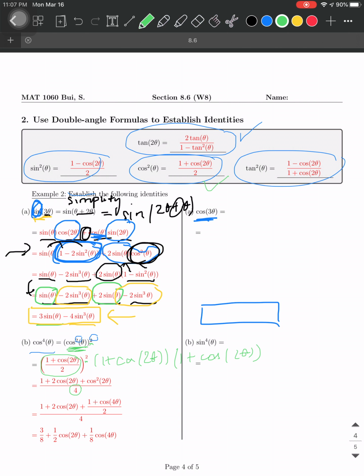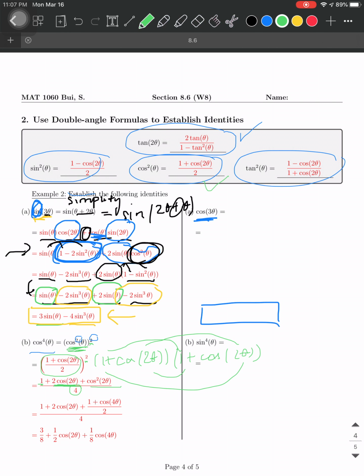Okay, so in here we're going to do foiling. We do first, outer, inner, and last. After that you combine the like terms. So we have 1 times 1, which is 1 right here. Then for last, we have cosine of 2 theta times cosine of 2 theta, which gives us cosine squared of 2 theta. And in the inner and outer, we have 2 versions of cosine 2 theta. That means we have 2 cosine of 2 theta in here.